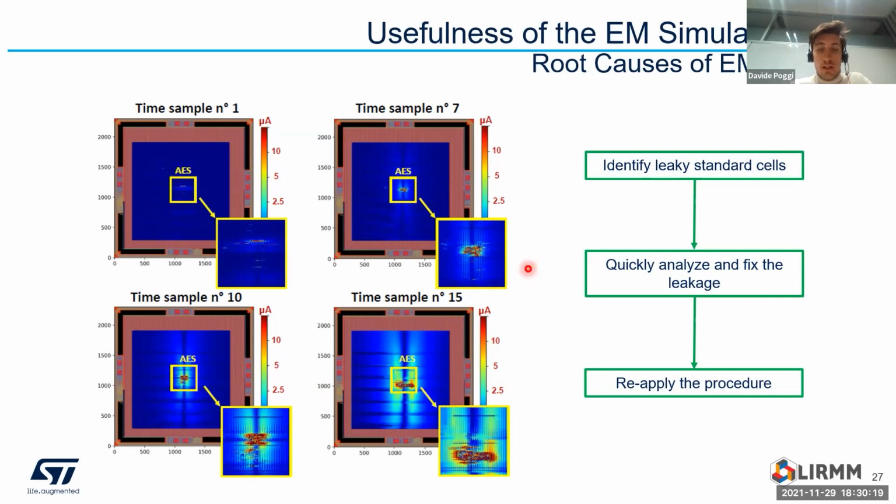I think this could be a very useful methodology for designers, because we are able to identify the leaking standard cell and the leaking standard CMOS gate, sorry, prior to fabrication. So quickly analyze a design, fix the eventual leakage, and then reapply the procedure in order to obtain an ideally leakage-free design, even if obviously it's very hard, maybe impossible, to have a leakage-free design, but this is ideally the goal.